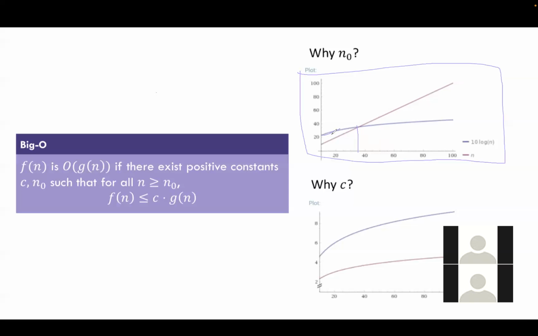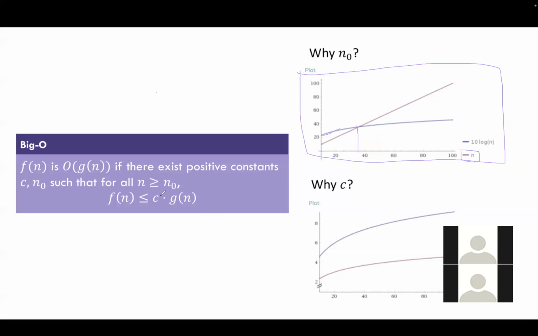That makes sense because this purple algorithm looks like log n, and this pink algorithm looks like n. So even though 10 log n is slower than n with n values less than 35, once we get to 35 and bigger, it's always upper bounded by n. So that's what n naught represents in this.